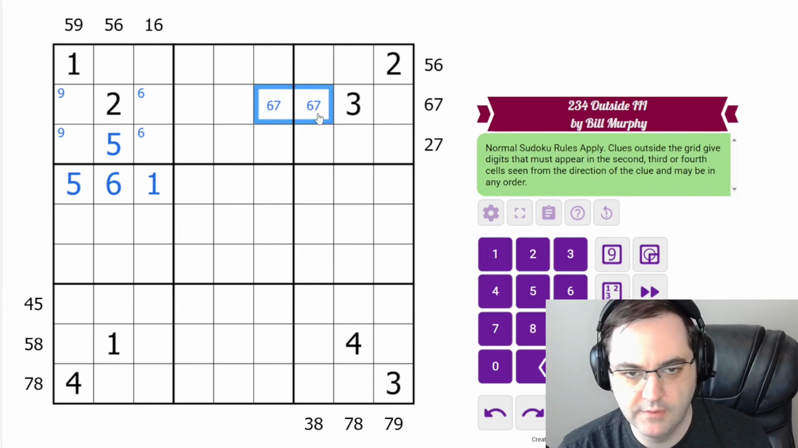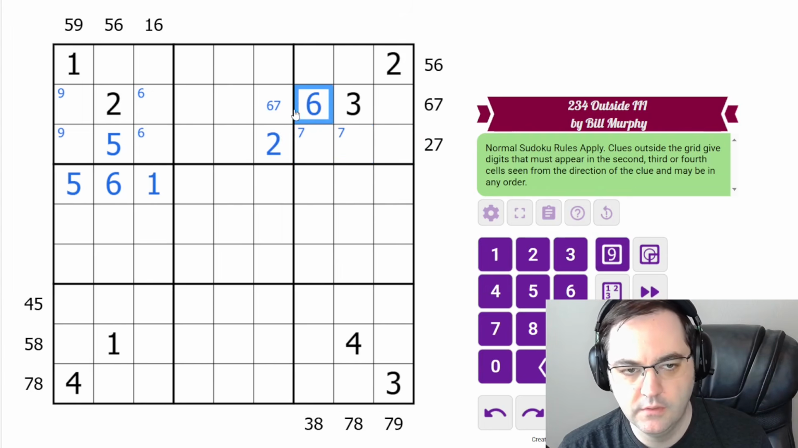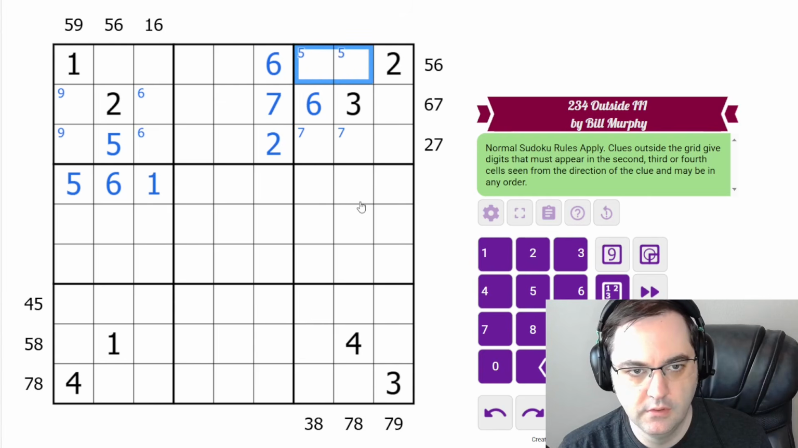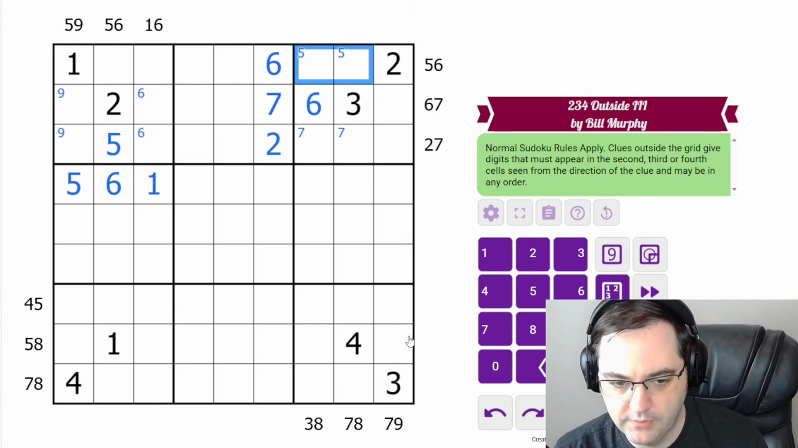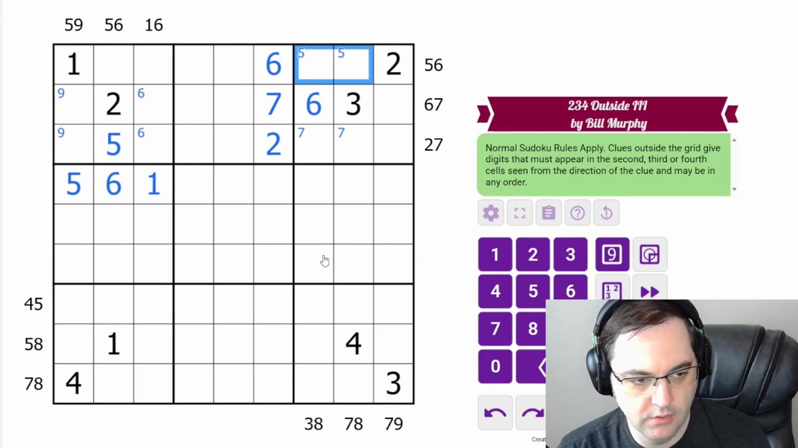All right, here we have 6, 7 in these 2 cells. We need a 2 here, so this is the 2. 7 is here, so this is 6, 7. Now 6 can't go here, so this is the 6. We need a 5 in one of those cells. And I imagine we're going to do something similar all the way around the grid.